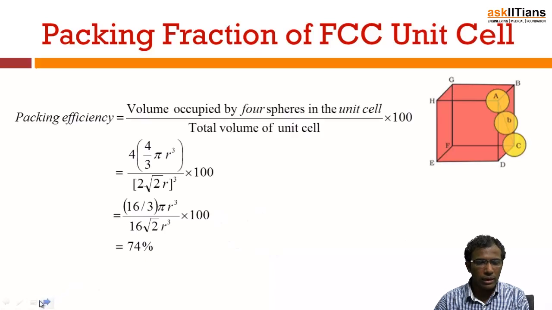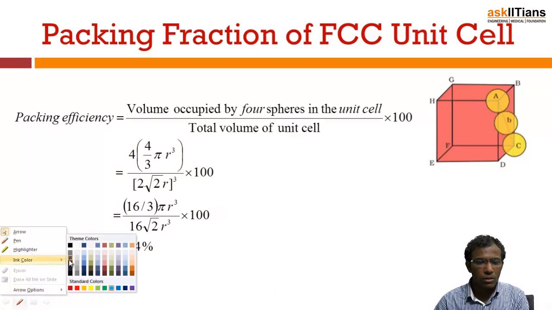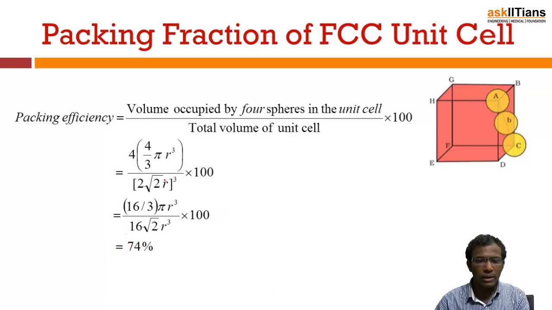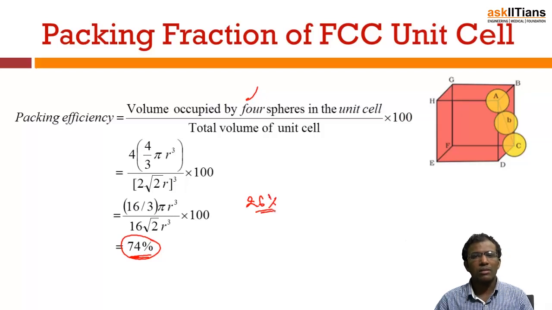So if you calculate the packing fraction from the formula, you will get 4 into 4/3 pi r cube, which is the volume occupied by the 4 spheres in the FCC unit cell, divided by the volume of the unit cell as a whole. So if you solve it, you will get 74%. This is out of 100%, 74% volume is occupied by the particles and the remaining 26% is just the empty space.